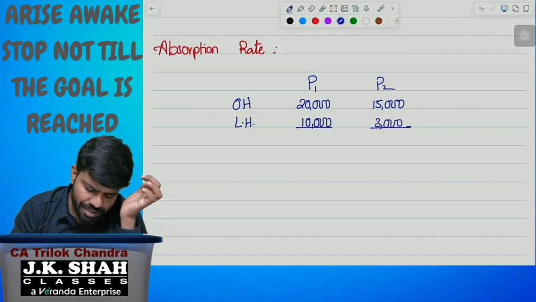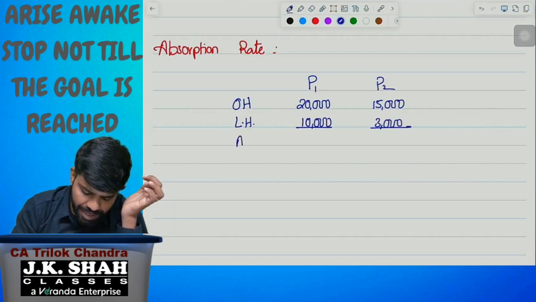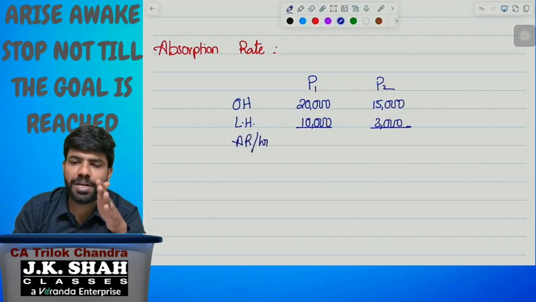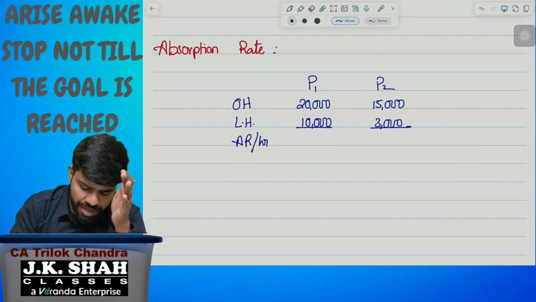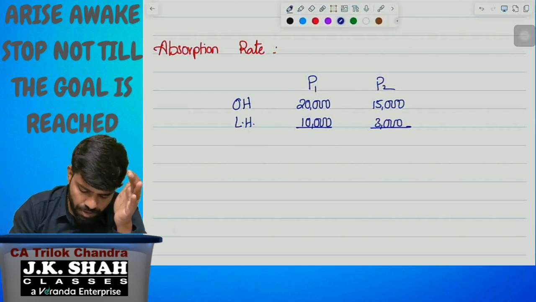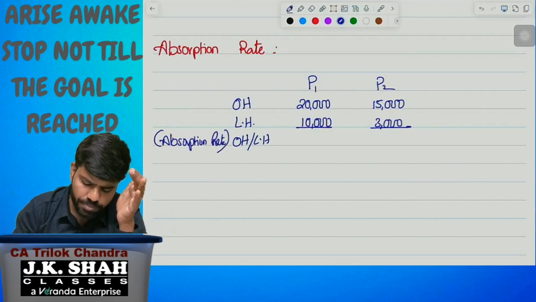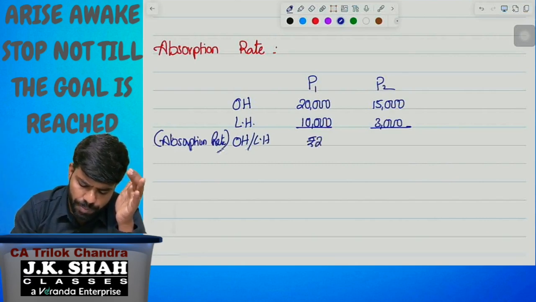If you divide overheads by labor hours, we get the absorption rate per labor hour, or we can call it the overhead rate, overheads per labor hour. Normally, we call it the absorption rate. It is Rupees 2 per labor hour for P1, and Rupees 5 per labor hour for P2.